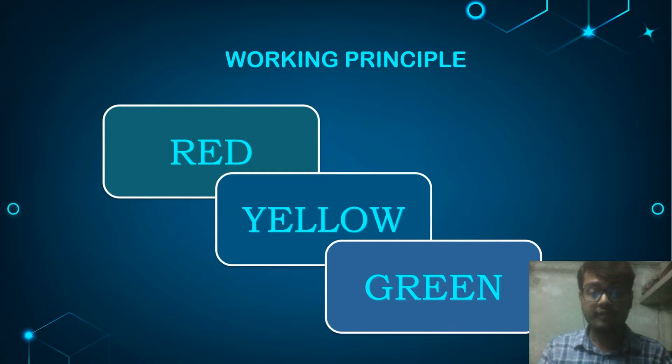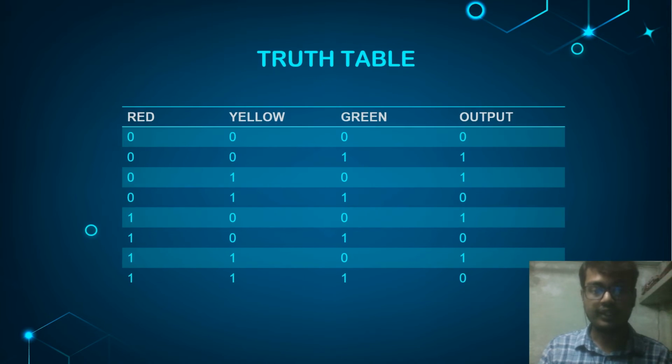Now, let's talk about the working principle of the scenario. Considering the input side, we have three inputs here. There are keys for red, yellow, and green. Let me show you the output for the variation of inputs we are getting from this case using a truth table. In the next slide, we have a truth table for input for red, green, and yellow, and we have the output for the respective inputs.